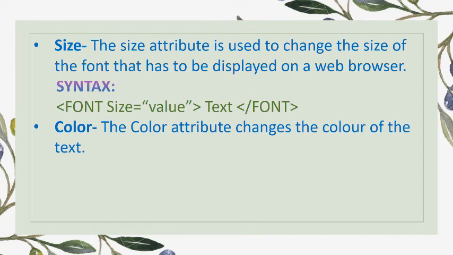Color attribute. The color attribute changes the color of the text. The color of the text can be set by specifying the name of the color or by giving hexadecimal color code. And the syntax is on the screen.